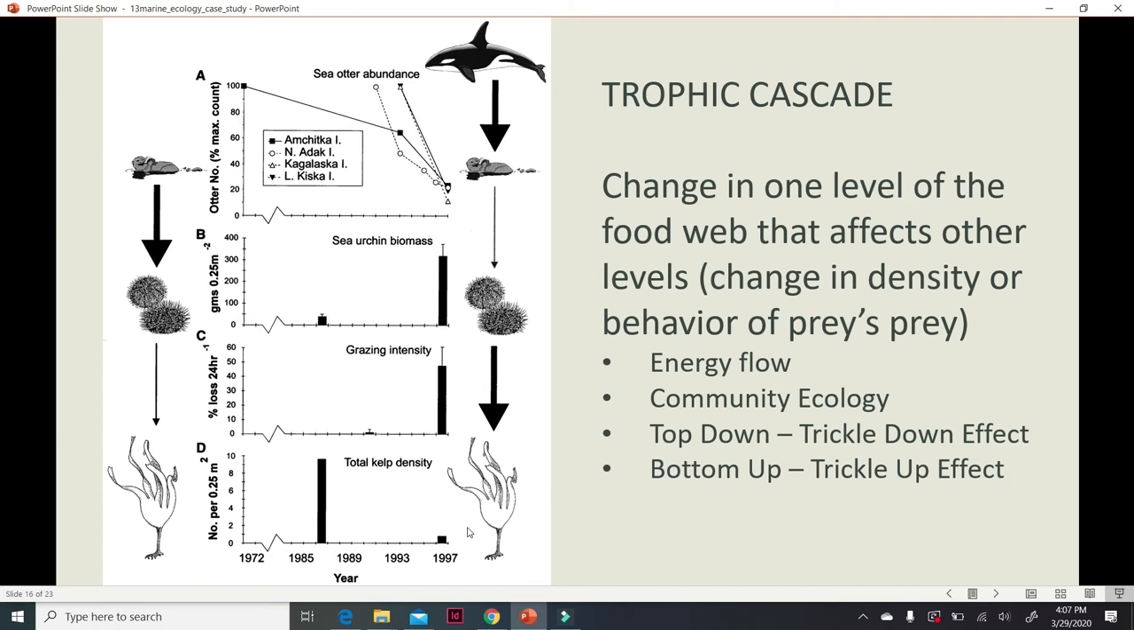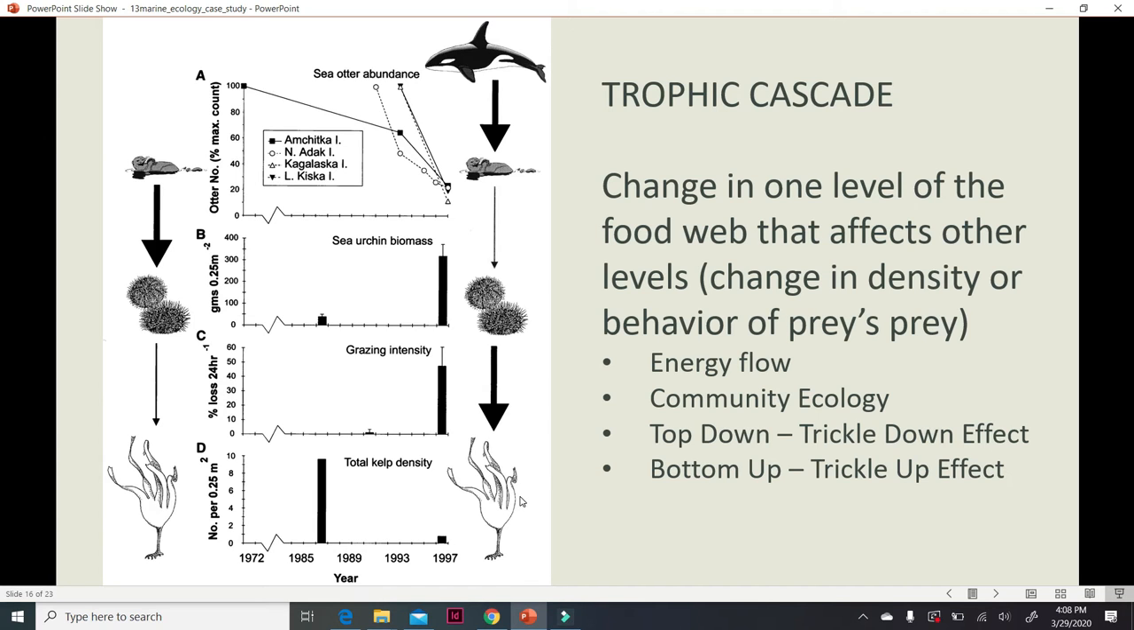When we have something like this happen, where you have a change at the top, which then affects all the things below it, this is called a trophic cascade. The word cascade is sort of like waterfall. So you have a change that is cascading through the food chain. All right. It means you have a change in one level of the food web that affects other levels. And it affects not just the one below it, but even the one below that. And it could go on and on and on.